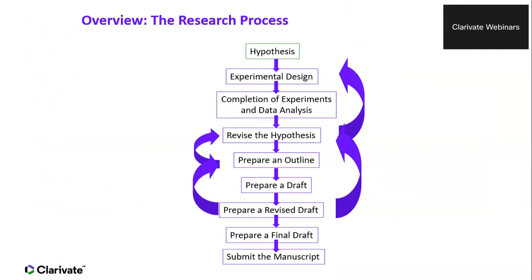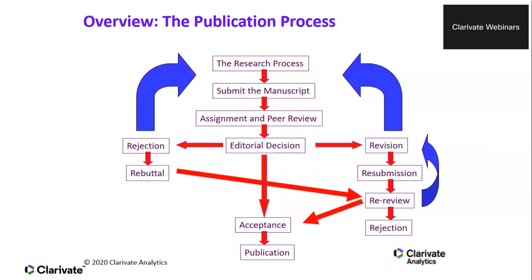Once you have the final results and the hypothesis, you prepare an outline of what you want to report. And this is when you look at those checklists that we talked about. You prepare a draft, you revise a draft, and submit the manuscript. This is the overview of the publication process. And the overview of the entire research process, once you submit, what happens after you submit the manuscript? We'll talk about this in the later parts.